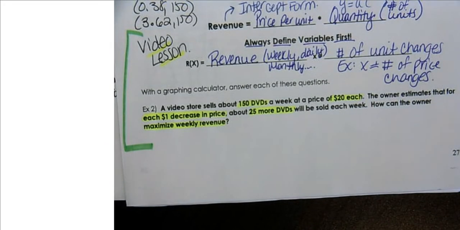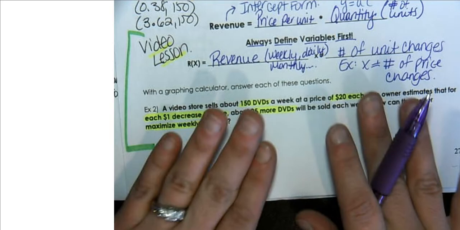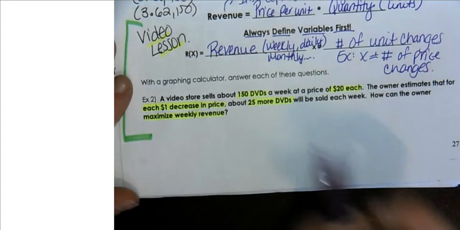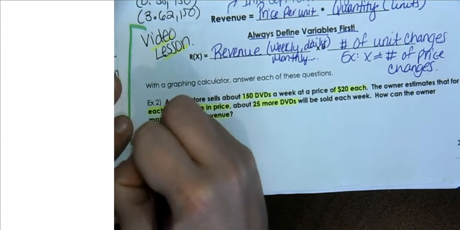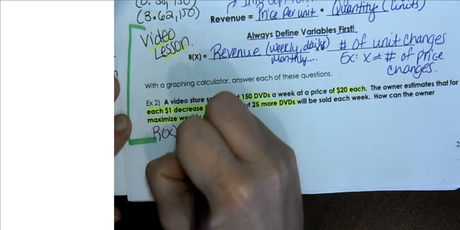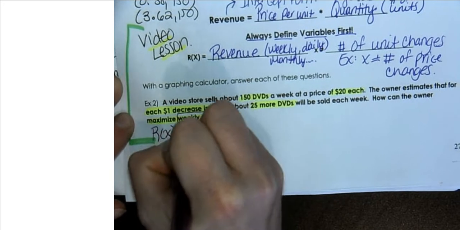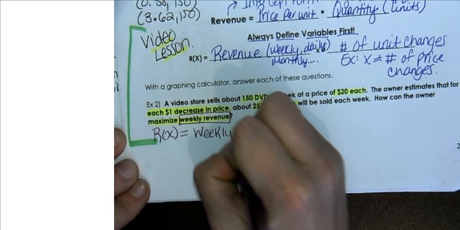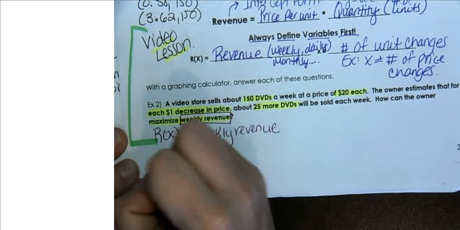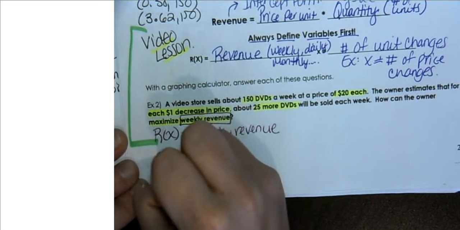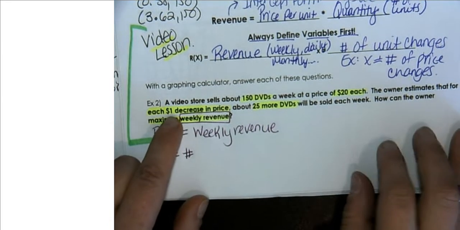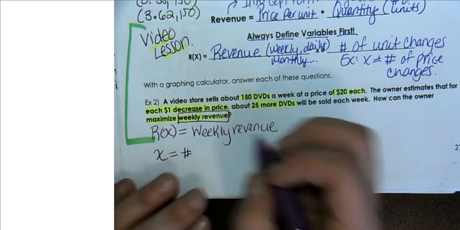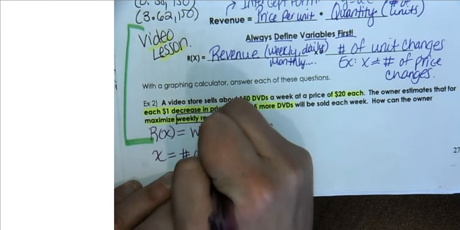First of all, when it comes to revenue equations, we always have to name our variables first. So R is going to be my weekly revenue. I know that because of this language right here at the last question, weekly revenue. And X represents, in this case, we have price. Our price is being decreased by $1 each time. So X represents the number of price decreases.